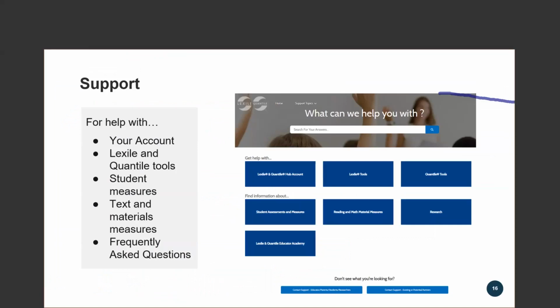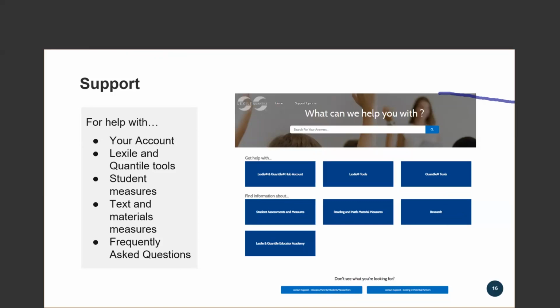And here, you'll find a variety of different things. If you need help with your account, there is information here. If you're curious about those Lexile and Quantile tools, there's absolutely help here. If you need a little bit of background information about student Lexile or Quantile measures, or about material Lexile and Quantile measures, that information is there as well. And of course, we have a very robust list of frequently asked questions. So if there's any information you're curious about regarding Lexiles or Quantiles or any of the tools that I'm about to show you, please know if you visit the support community, there's information already there at your fingertips.